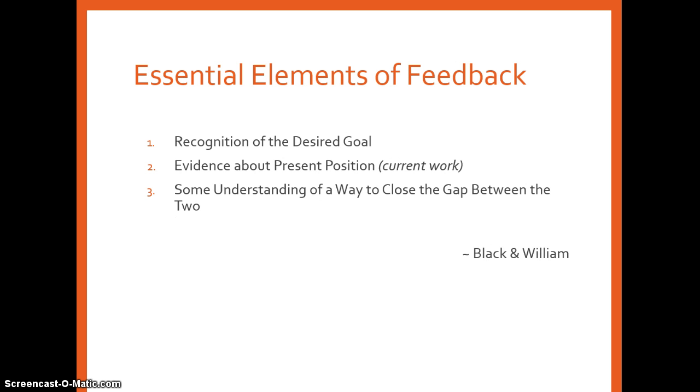Black and William talk about 3 specific elements of feedback. 1, you need to understand what the desired goal is. 2, there needs to be evidence about where the student currently is in that process. And then 3, how are we going to close the gap between what the goal is and where they currently are?